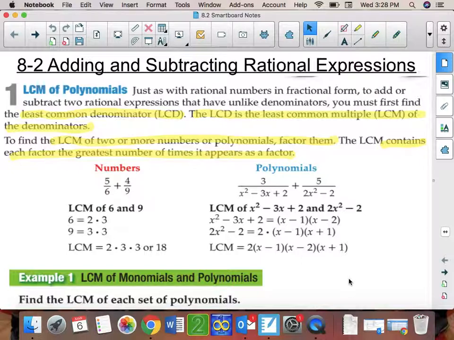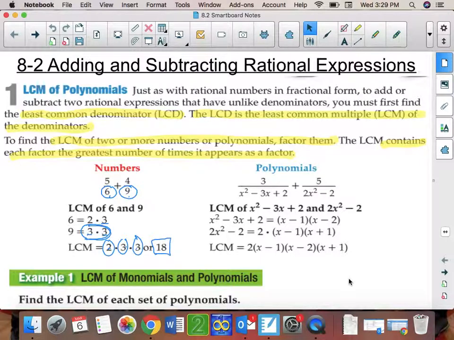Okay, so for example, if I look at here, I have this 6 and this 9. If I factor out that 6 and 9, 6 is obviously a 2 and a 3, 9 is a 3 and a 3. So the LCM, that least common multiple, would be this 2, and then however many times I see the 3 the most, which would be twice. So multiplied all together, that means 18. That means the smallest number that 9 and 6 both go into would be 18, okay?